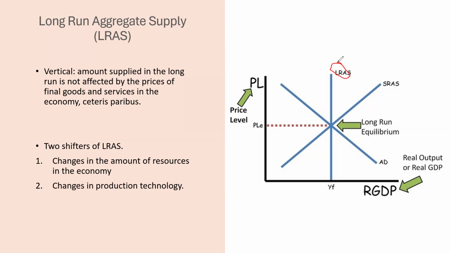And there are two shifters to shift a long-run aggregate supply: a change in the amount of resources in the economy and changes in production technology.